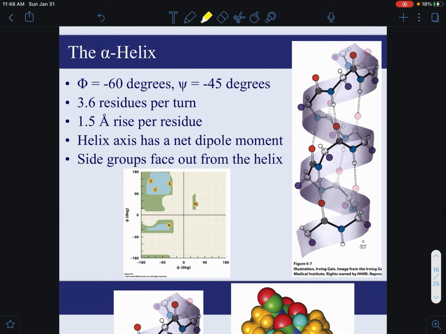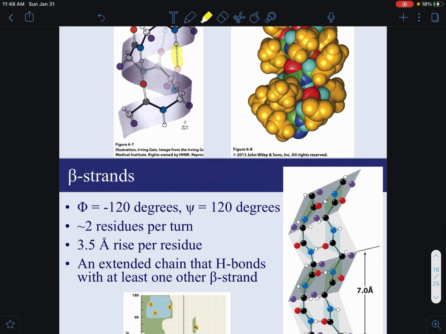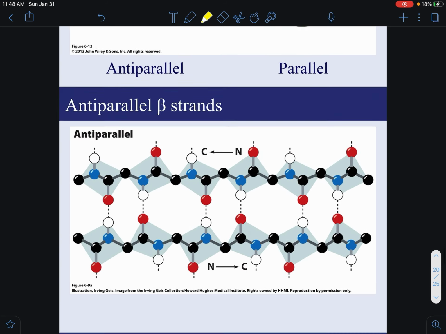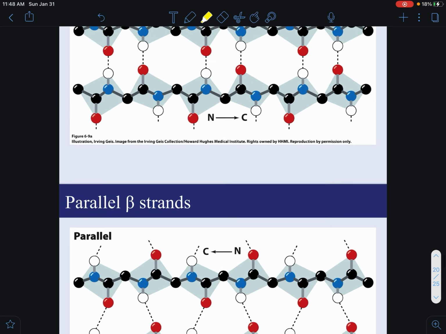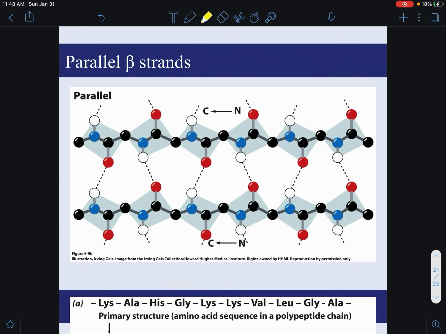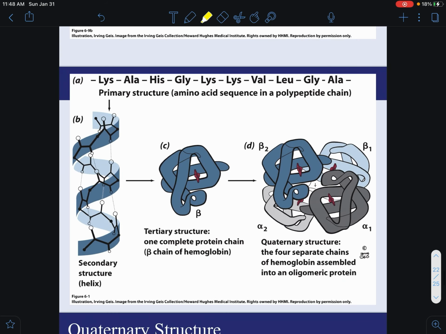Alpha helices are just one form of secondary structure, and beta strands are another. And beta strands can form in 2 different ways, one being anti-parallel and the other being parallel. So these are just more images displaying that, but nothing high yield here.